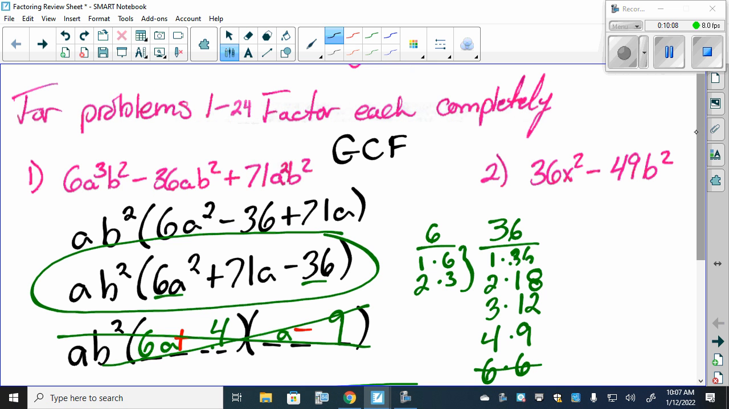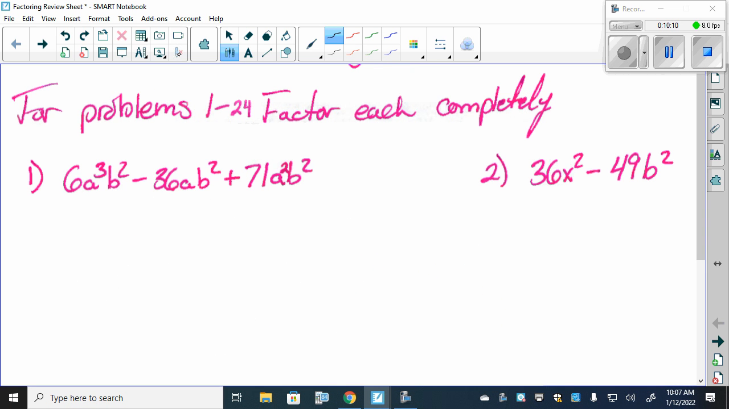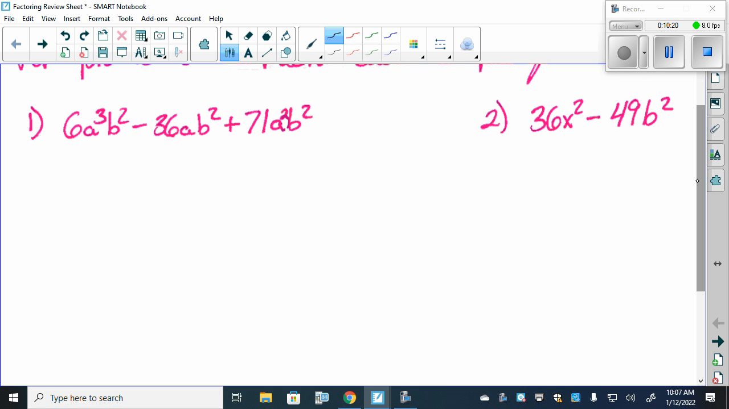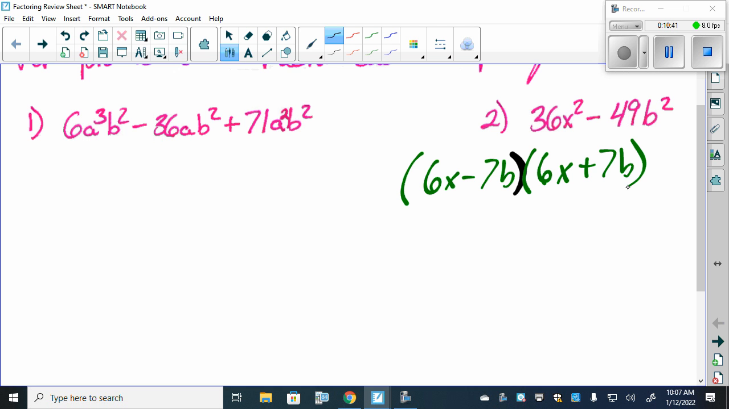Questions on number 2? Because number 2 is a difference of perfect squares. Because 36x squared would be 6x times 6x, and 49b squared would be 7b times 7b. So this here would be 6x minus 7b times 6x plus 7b. Because for the difference of perfect squares, one's going to be minus and the other is going to be plus.